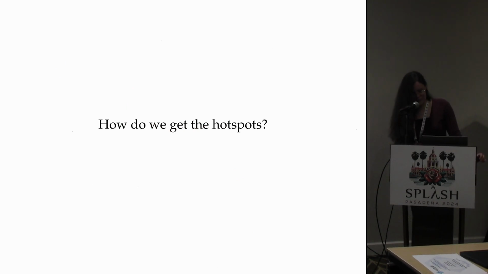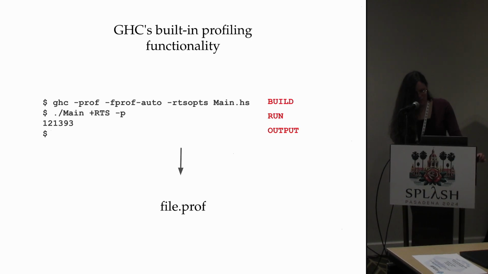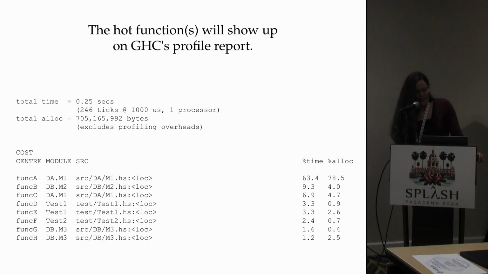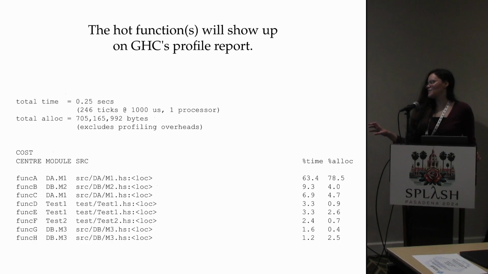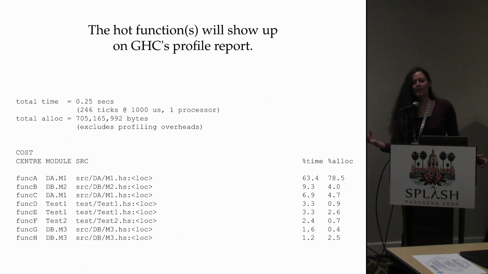Okay, so how do we get the hotspots? Yes, so GHC has built-in profiling functionality. You have some target that you can run. You're going to build it with some profiling flags. You're going to run it with some profiling flags, and you're going to get this nice .prof file. So the profiling report, the .prof file, has kind of this table at the bottom that lists cost centers. And a cost center is something that has significant runtime or number of allocations.